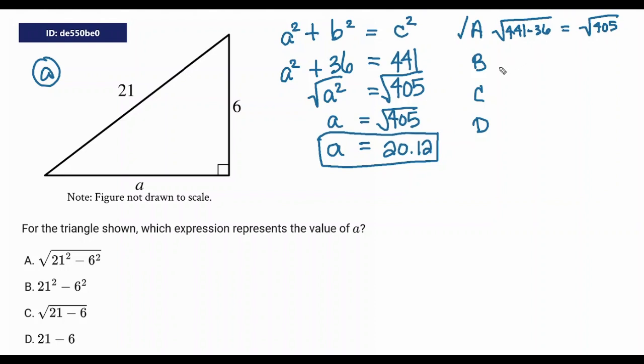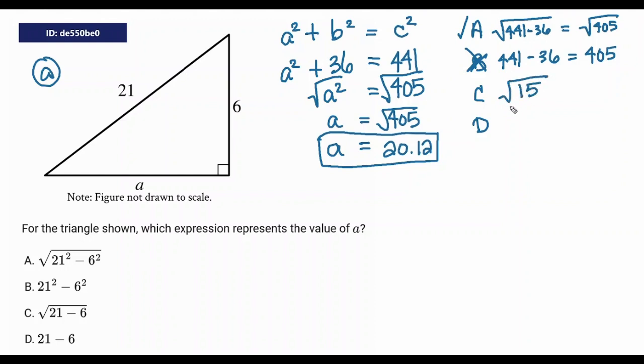What's 21 squared? This is the third or fourth time we've done it. It's 441 minus 6 squared, which is 36. 441 minus 36 is 405. This is where a lot of people get confused. If you figured out that a is 20.12 or so, you can say, hey man, it is nowhere near 405. So that's gone.